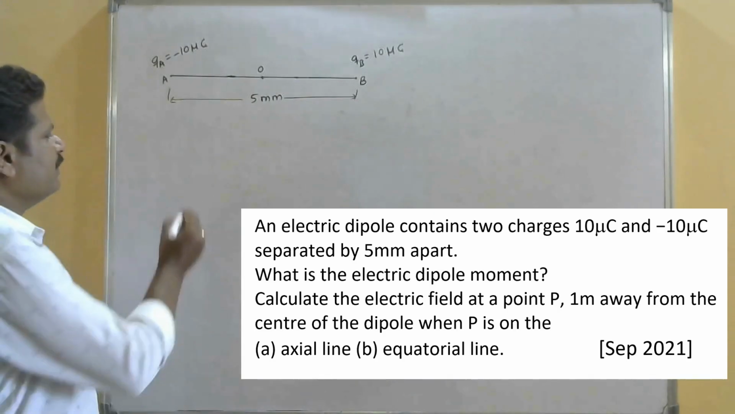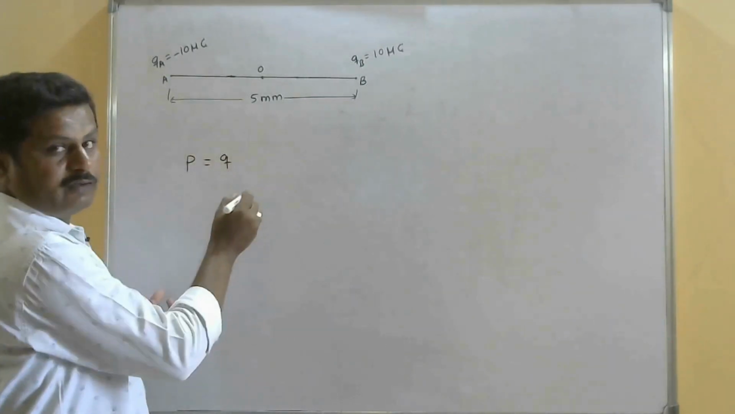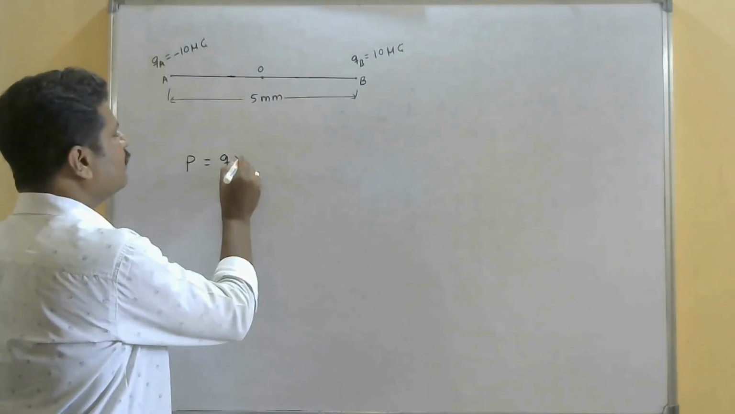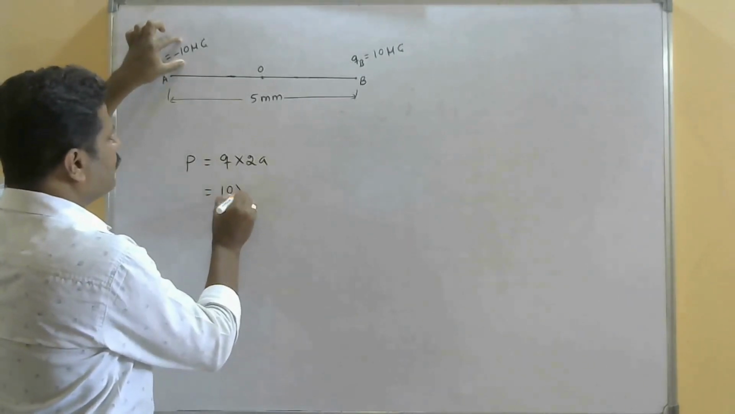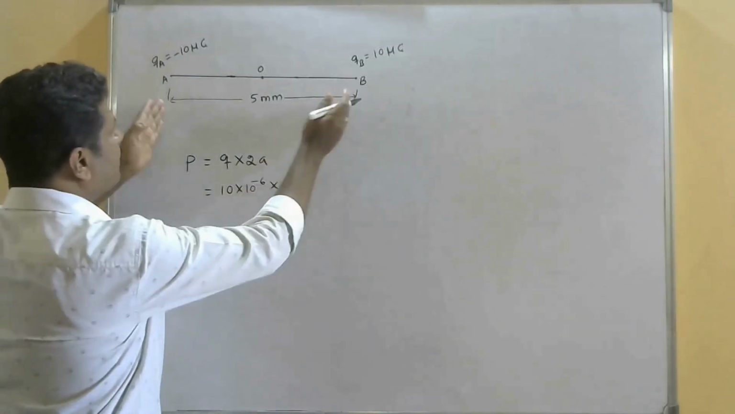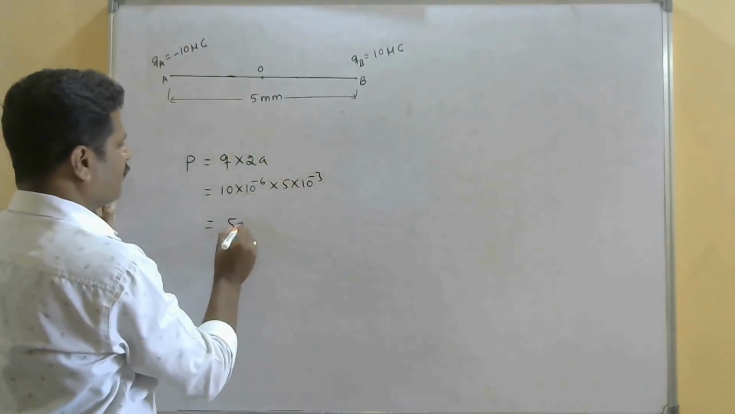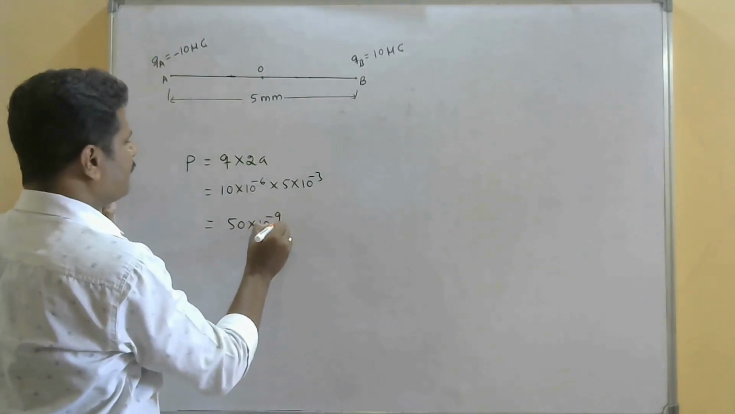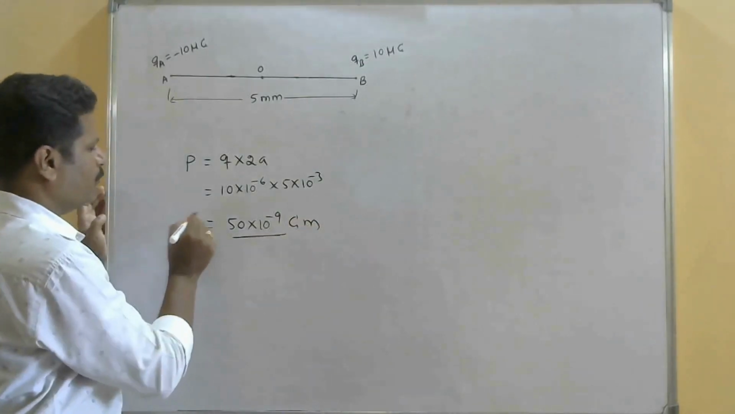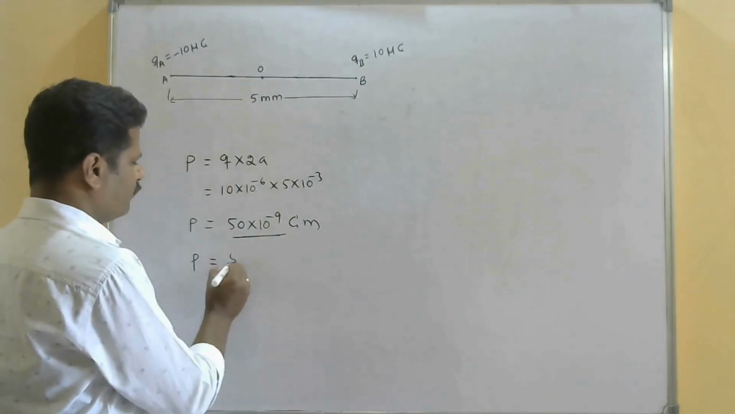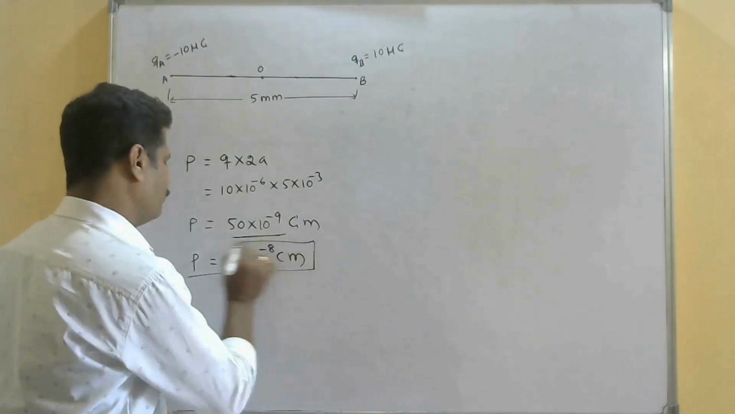Let me find the dipole moment first. We know that dipole moment is nothing but the product of the magnitude of either of the charges and the distance between the two charges. Here the magnitude of any one of the charges is 10 microcoulomb, 10 into 10 raised to minus 6, and 2a, the distance between the two, is 5 millimeter, which can be written as 50 into 10 raised to minus 9 coulomb meter. Or else we can take P equals 5 into 10 raised to minus 8 coulomb meter. This is the dipole moment.